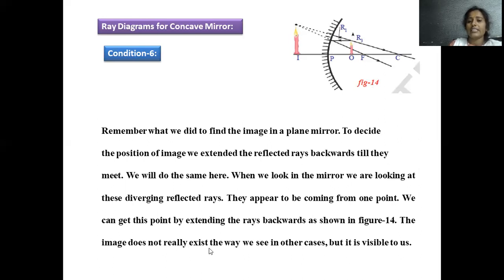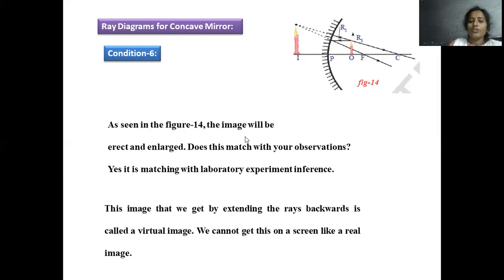The image does not really exist. This is not the real image. Instead, you can say it is the virtual image, right? As shown in figure 14, the image will be erected. It resembles the starting one, so it is in the vertical manner. The image formed is also in the vertical manner. Hence you can say it is the erected one. The image will be enlarged. Its size will be elongated or enlarged, right?